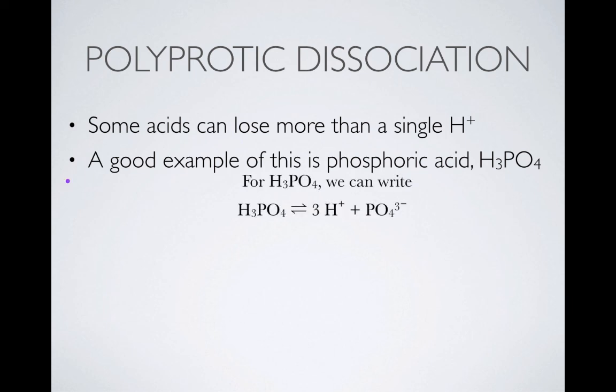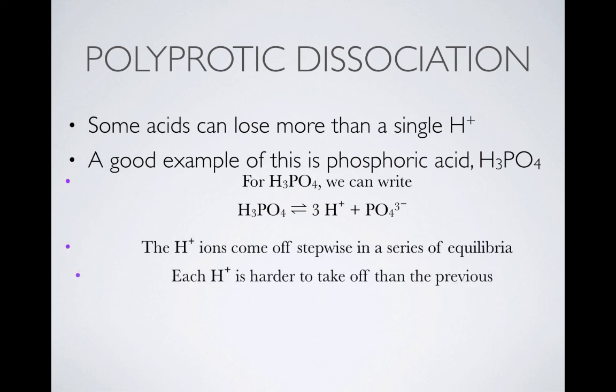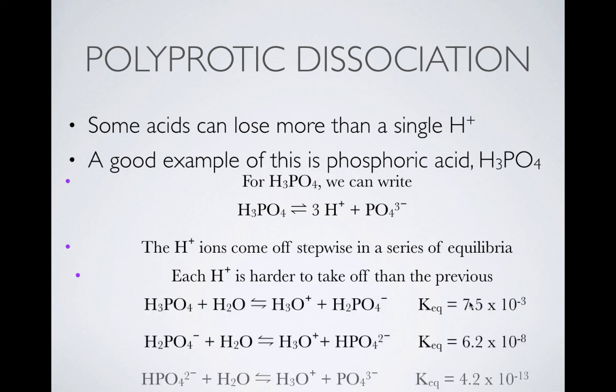Now, if we just write the dissociation for phosphoric acid, we could write it in one step. Phosphoric acid goes to 3 H pluses and the phosphate ion, PO4 3 minus. However, the dissociation of these H pluses, or the ionization, does not happen in a single step. It happens as a series of equilibria. And as we look at the equilibrium constant values, we'll see that each hydrogen ion is harder to take off than the previous one.